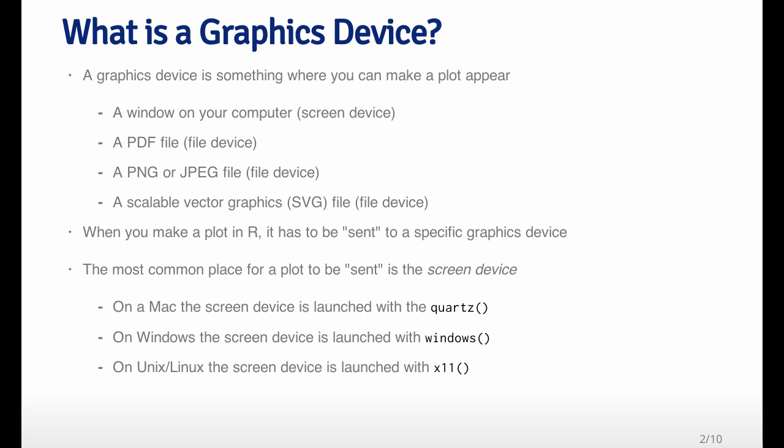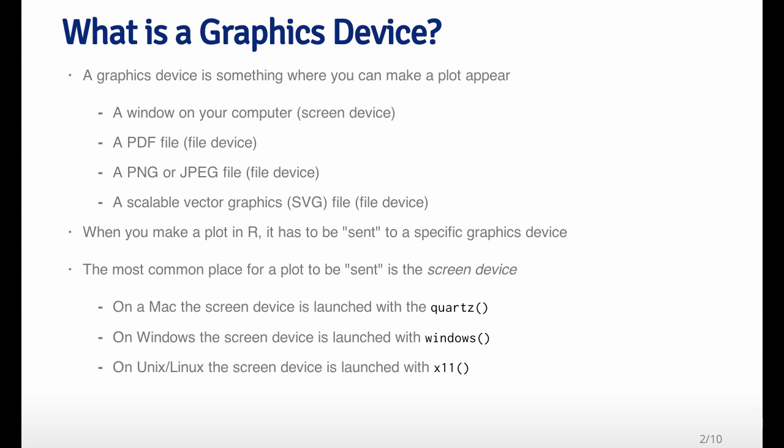So first of all, what is a graphics device? Very simply, a graphics device is something or some place where you can make a plot appear. The most obvious place for a plot to appear is on your screen, or a window on your screen. When you open up R and you call the plot function, a graphics window launches and your plot appears there. So that's called the screen device.